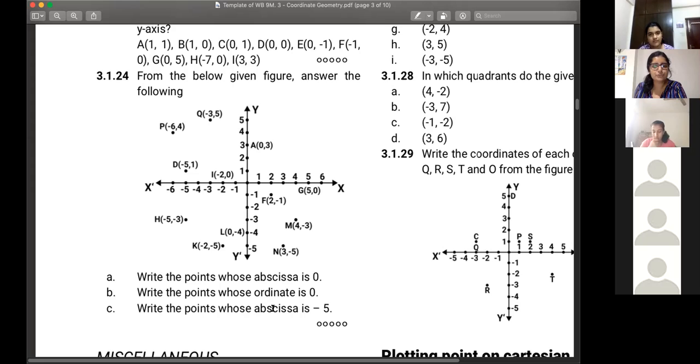Ashka, points whose abscissa is -5. Yes, ma'am. K. K, where is K? P, Q, D, A, I, G, F, M. Ma'am, it's in the third quadrant. Is the abscissa of K -5?